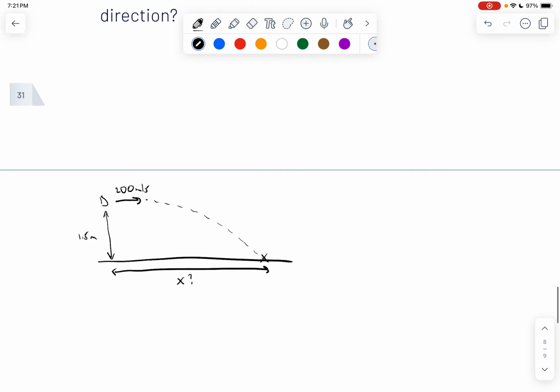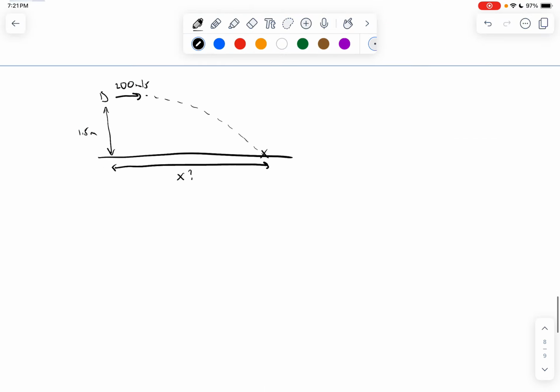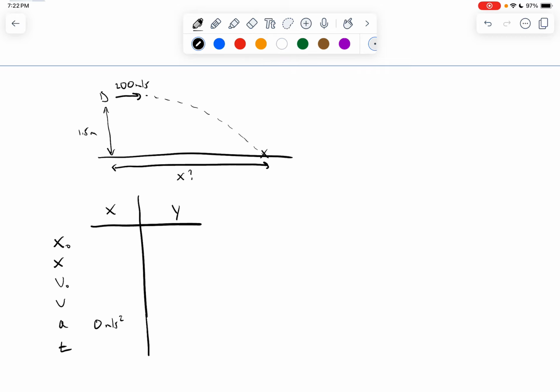So when we think about how we can fill in our table of values for this, we want to split this up into both the x and the y direction. We're going to have our initial position, final position, initial velocity, final velocity, acceleration, and time. Because we have projectile motion, we're following a parabolic path down to the ground. Right away, I know that my acceleration is going to be 0 meters per second squared for the x direction, and I can plug in negative 9.8 meters per second squared for the y direction.